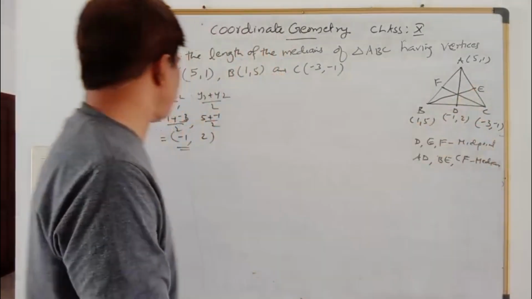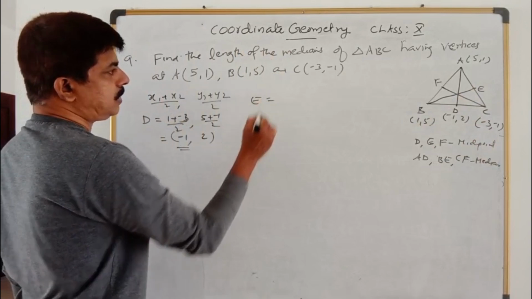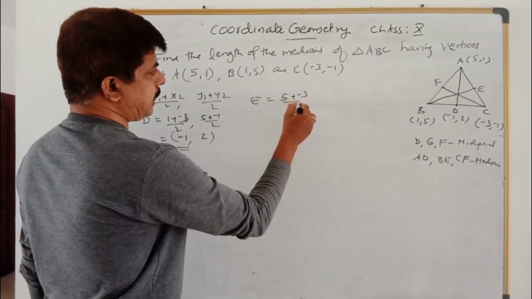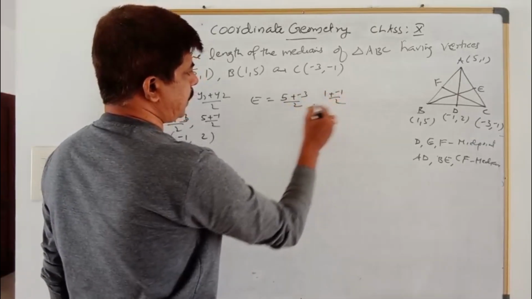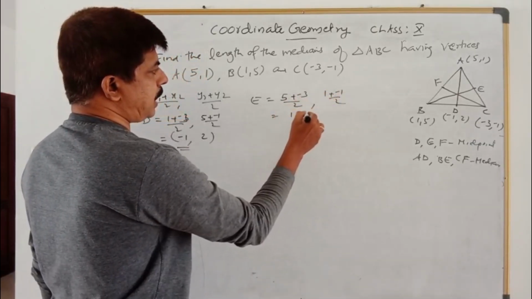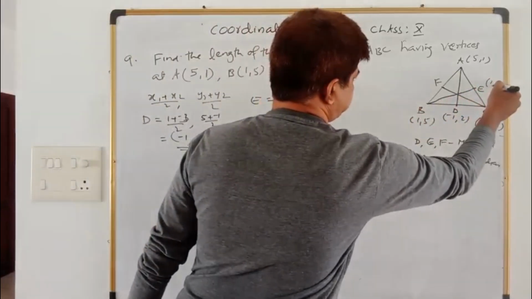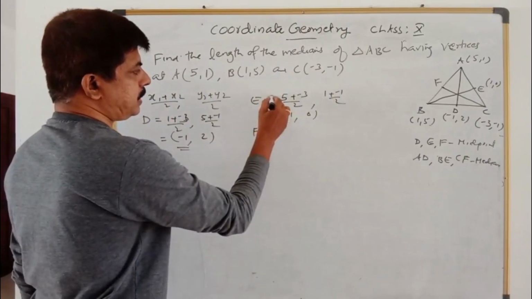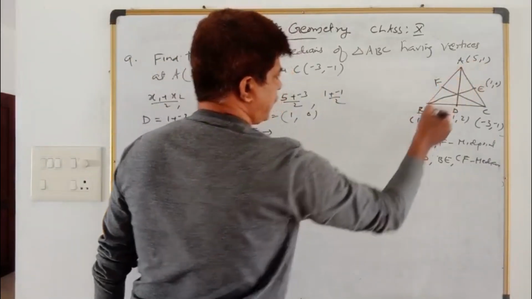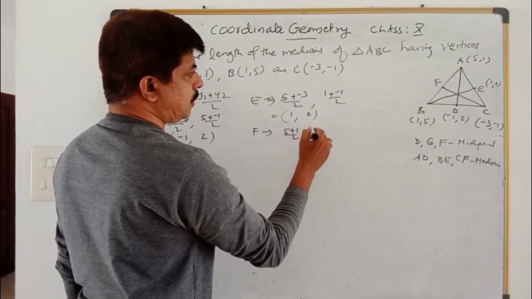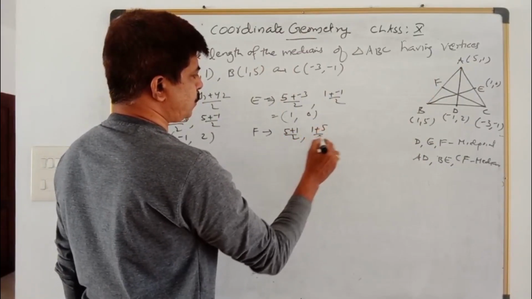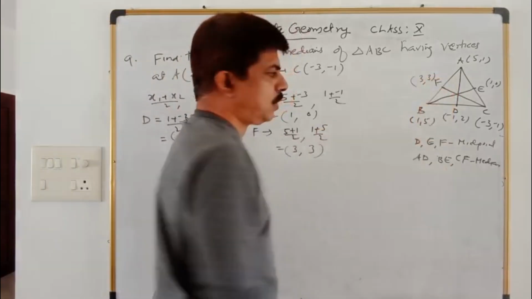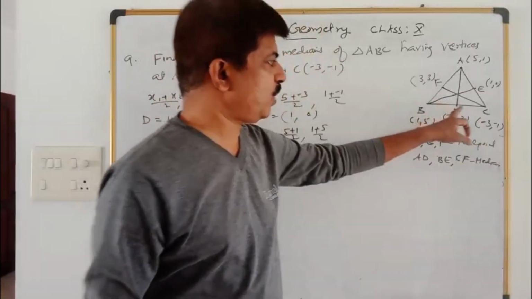Like that, what is the midpoint E? Point E we can find by 5 plus negative 3 by 2, 1 plus negative 1 by 2. That is 2 by 2, 1, and 0. So E is 1, 0. Like that we have point F. What is point F? 5 plus 1 by 2, 1 plus 5 by 2. So this will be 6 by 2, 3, and 3. This point is 3, 3. So we got the midpoint of each side.